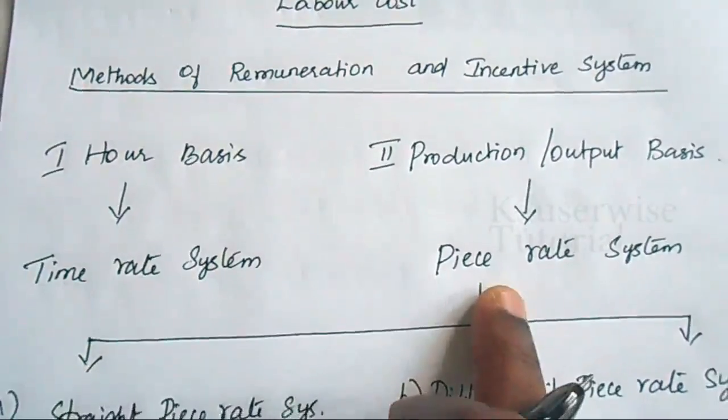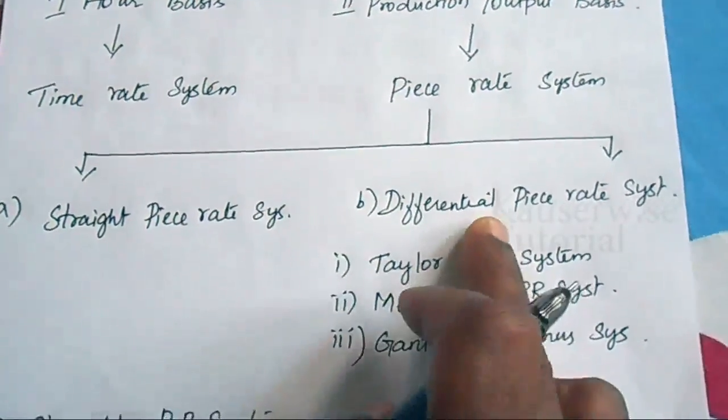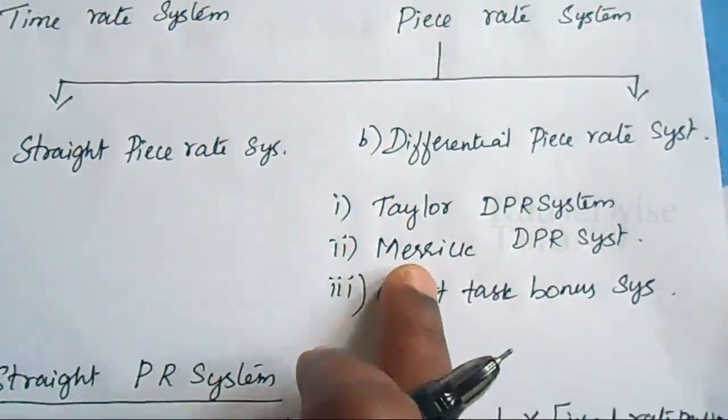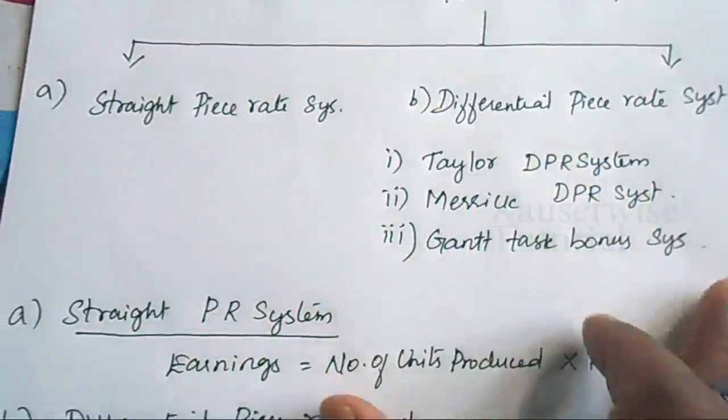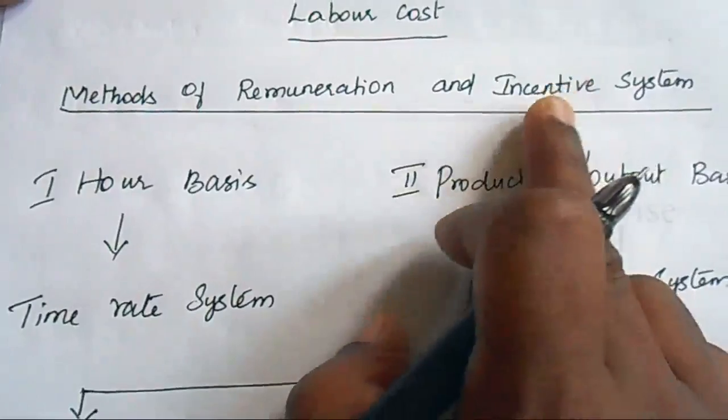So far we have discussed different methods of remuneration: time basis and piece basis. In piece rate, there is the straight piece rate system and the differential piece rate system. In differential, there are three methods: Taylor's, Merrick, Gantt. These are the things we have discussed so far. In the next video, I am going to explain different methods of incentive system.